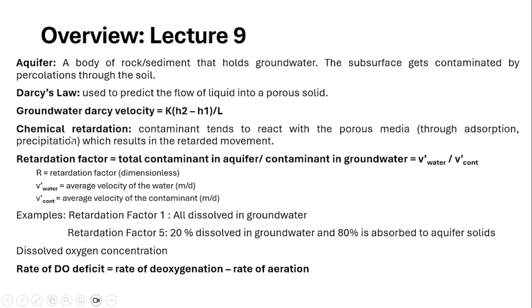Next is the chemical retardation. Chemical retardation is when a contaminant tends to react with the porous media. So whenever the contaminant reacts, it is going to cause some retardation in the movement of the water.